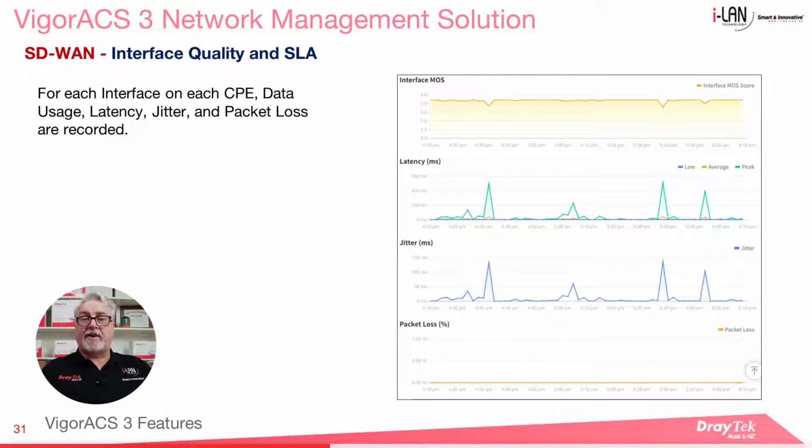For each interface on the CPEs, data usage, latency, jitter and packet loss are recorded and displayed in graphical format. This will help the network administrator to spot anything unusual at a glance and then take steps to investigate further.